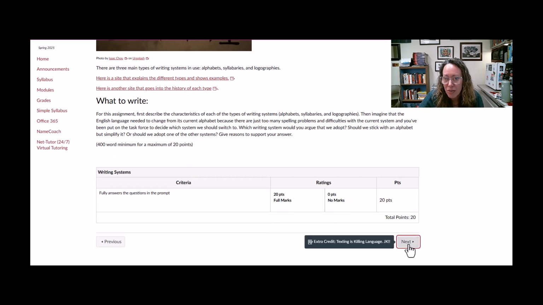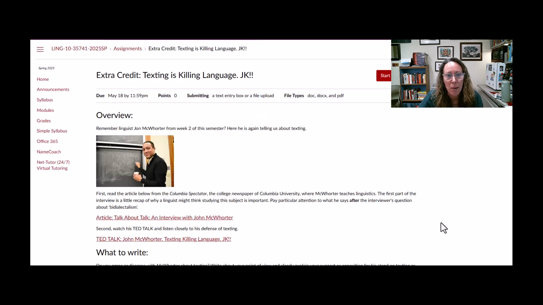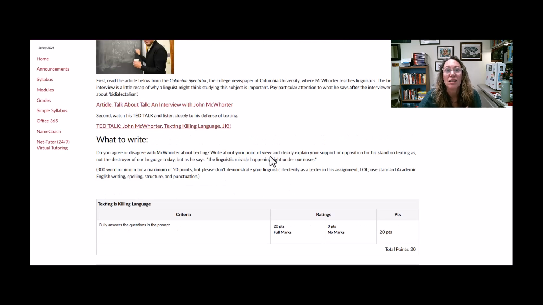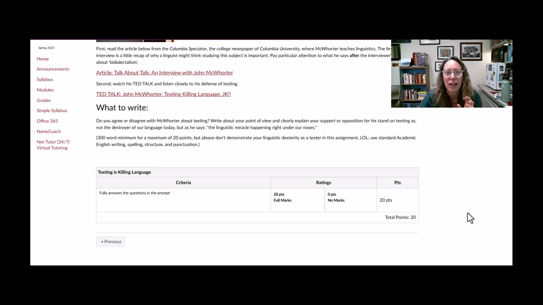Okay. The last one is about texting and the impact that texting is having on language, if any. So there's an article here that interviews John McWhorter. We saw John McWhorter at the very beginning of this semester. He was one of those linguists that I asked you to respond to his short excerpt from his book. And then a TED Talk, okay, where he discusses the impact that texting is having on spoken language. Okay, so I want to know your opinion. Do you agree or disagree? Just explain your point of view. And that is going to take us to the end of the extra credit.